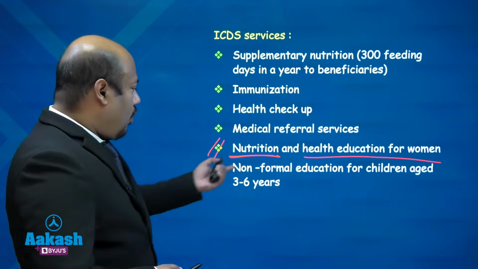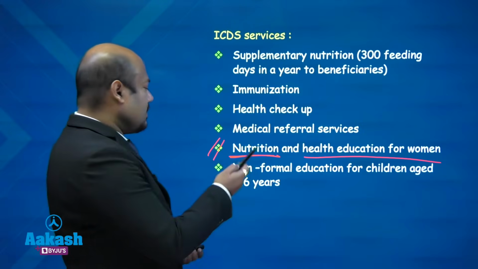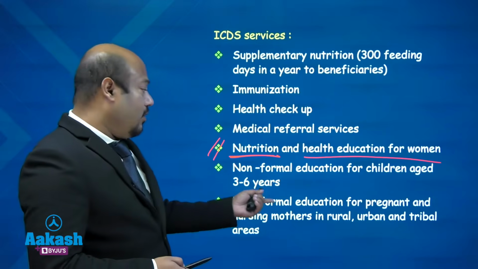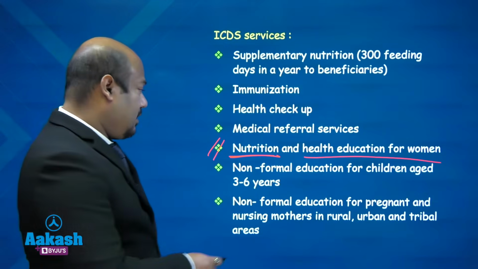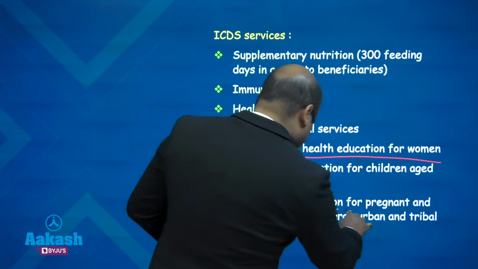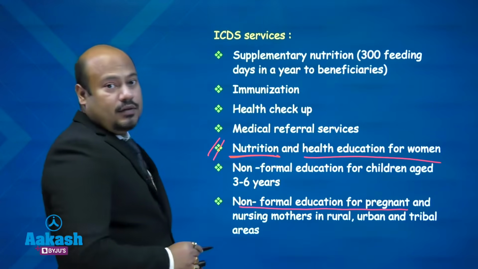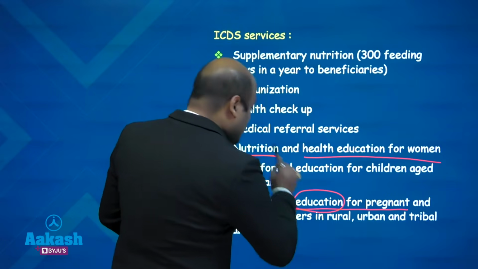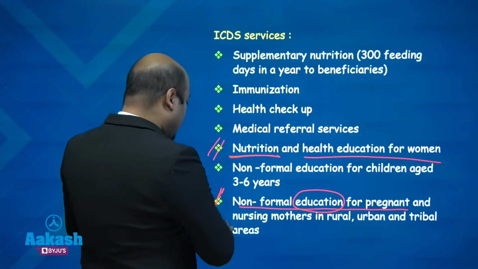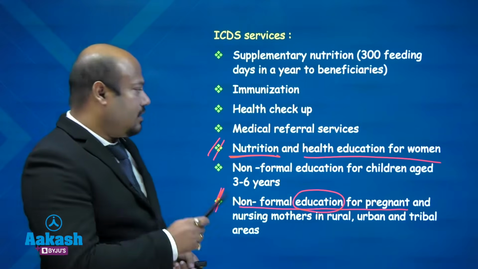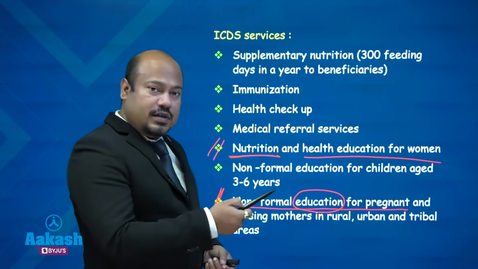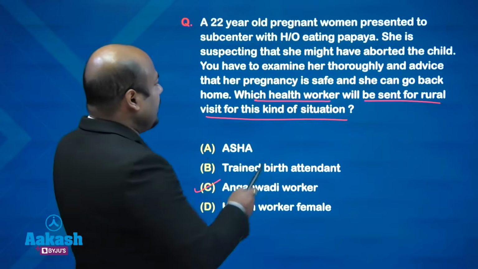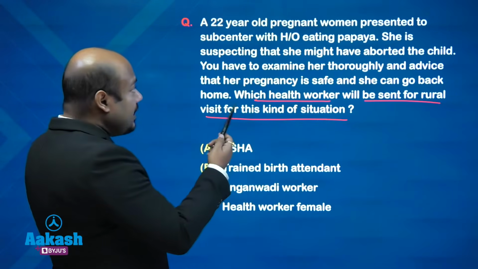Got my point? Non-formal education for children aged 3 to 6 years, okay? And also non-formal education for pregnant and nursing mothers in rural, urban and tribal areas. And here under education, nutritional education is also included. So this point and also this point are stressed under ICDS. Anganwadi worker is going for home visits and providing what? Nutritional education.